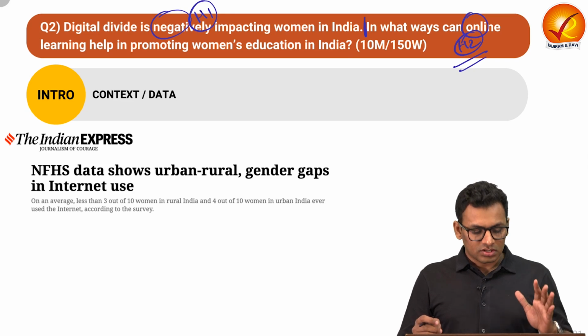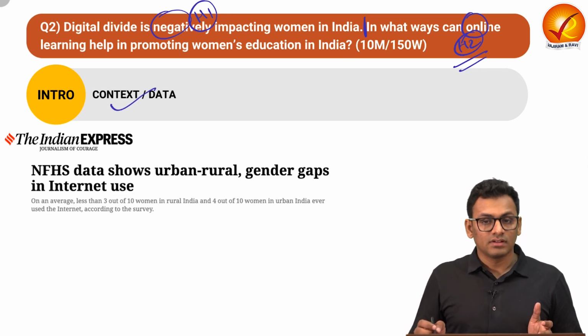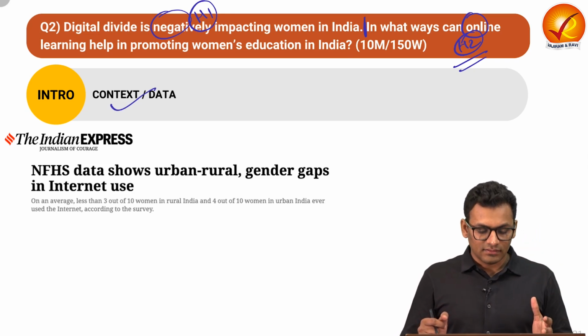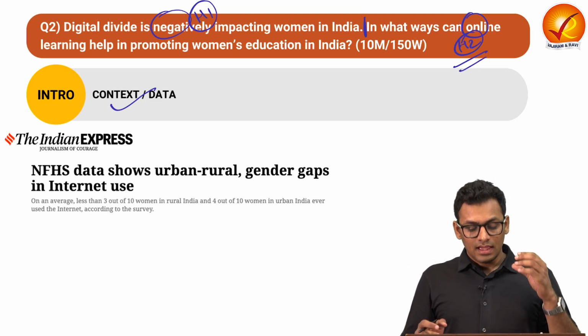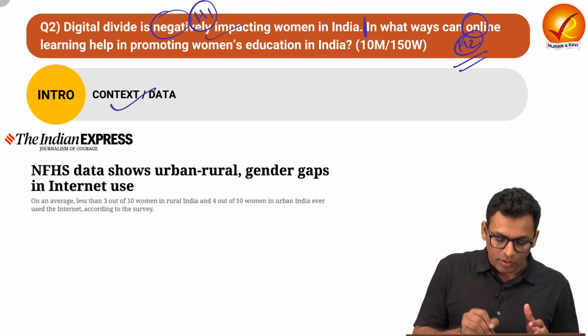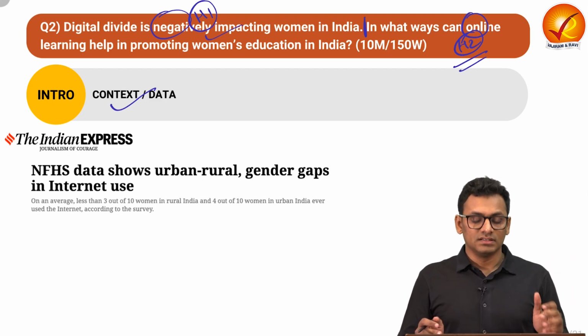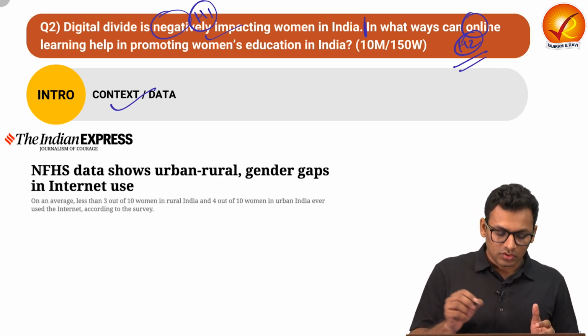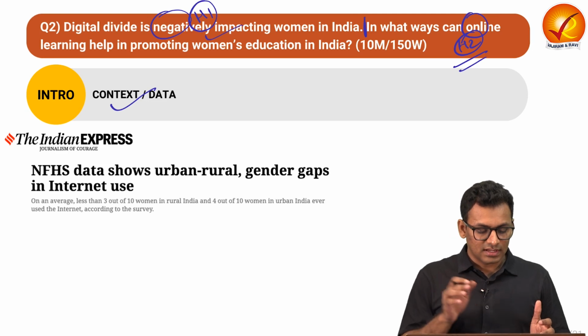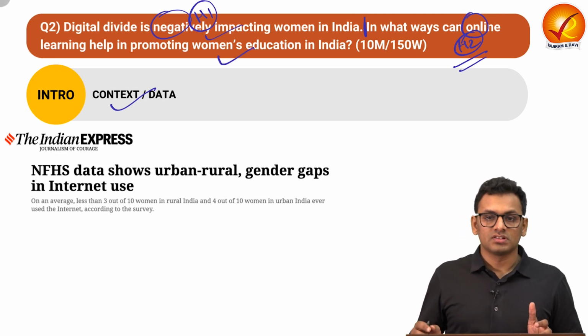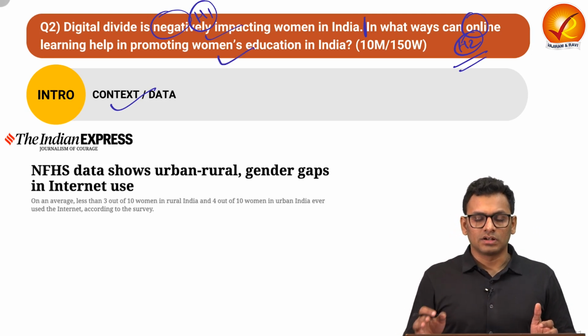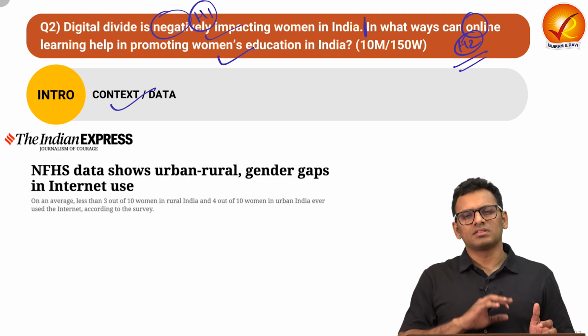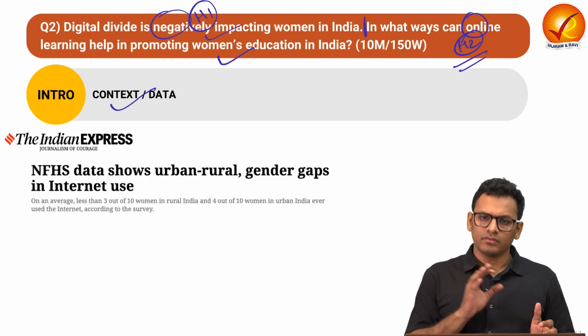So, in the introduction, you can start with the context, with a data point, on how there is a digital divide and how it is impacting women. In heading 1 of the body, you can talk about the negative impact of the digital divide. And in heading 2, you can talk about how online education can help with respect to women's education. And lastly, in the conclusion, you have the opportunity to talk about certain government initiatives or the way ahead.